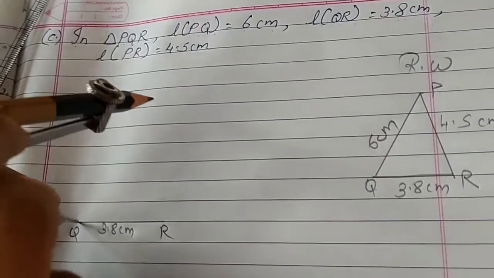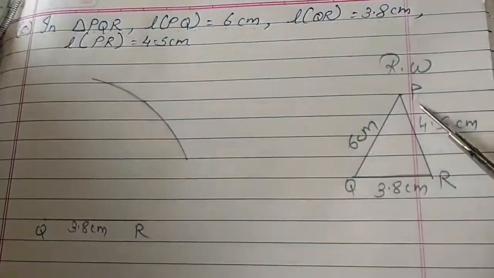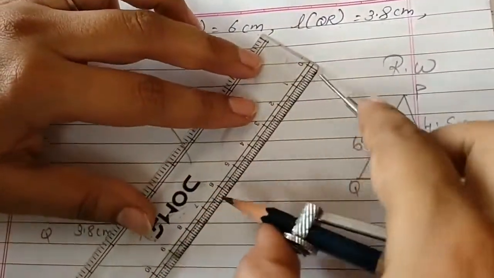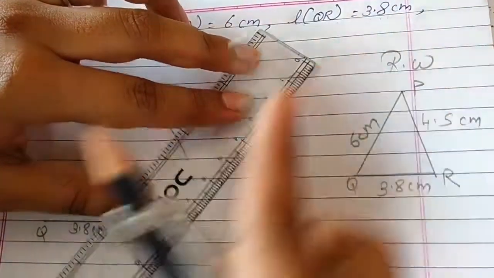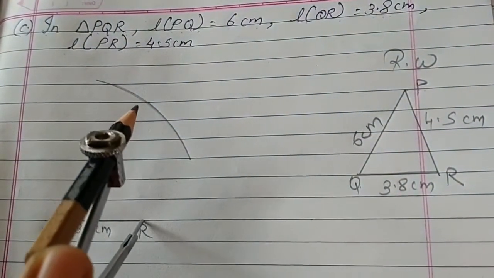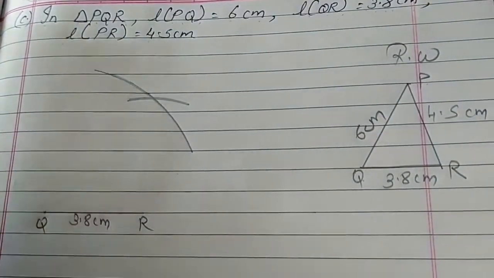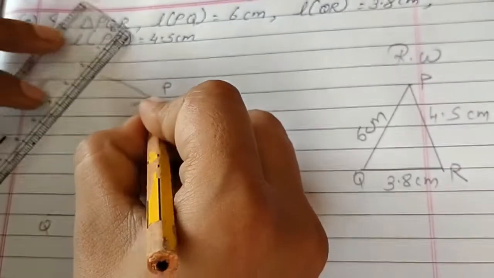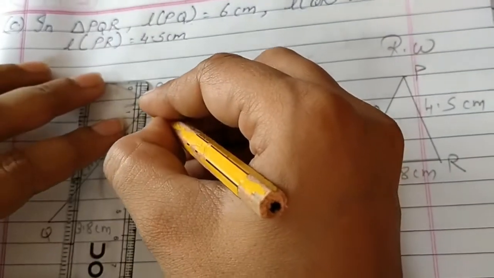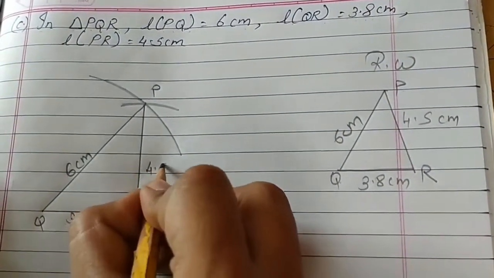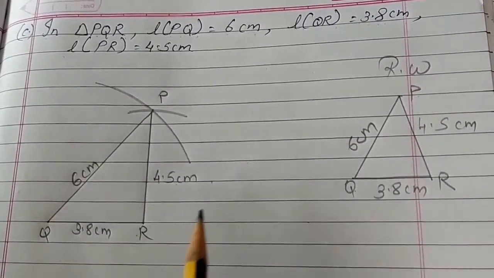I will keep my compass point on Q and I will make an arc. Same thing with PR, which is 4.5 centimeters. So 4.5 centimeters I will take, accurate 4.5 centimeters. Now I am keeping my compass point on R and making another arc. Now I will join this point P with Q, that is PQ 6 centimeters, and PR, that is 4.5 centimeters. So this is how your construction of the triangle looks.